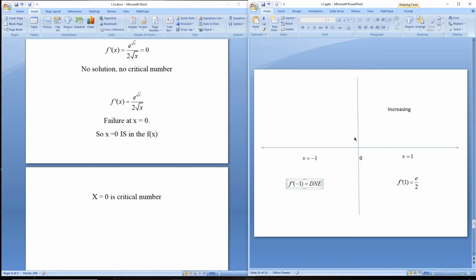The derivative is everywhere non-existent in this left region, because you will always be taking the square root of a negative number. So we have nothing here. And a function starts at 0 and then increases. So the question then is, well, what is 0 then? We have 0 as a critical number. Is this an extrema value?